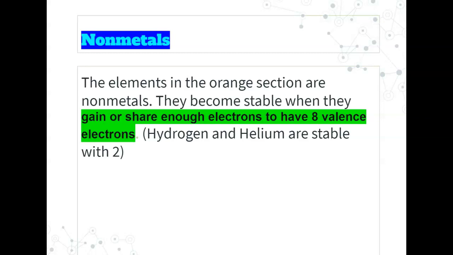When it gains an electron, it has a negative charge because it has more electrons than it does protons. It's attracted to positively charged atoms, which sodium would be positively charged because it lost an electron, giving it a positive charge. So nonmetals will gain electrons, metals will lose them.